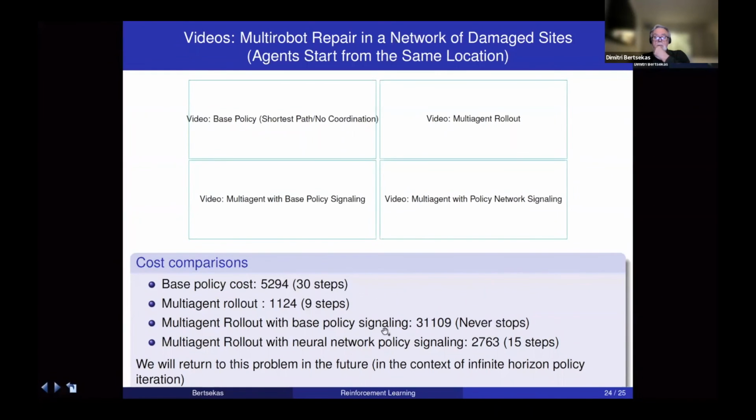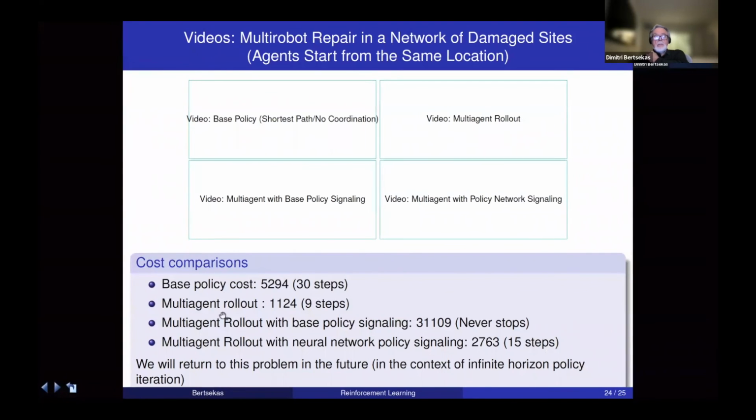This one with base policy signaling works pretty bad, okay? And I'll show you why. And signaling based on a pre-computed neural network policy is in between these two. It tries to emulate this, but it does so only approximately. Therefore, it loses some performance, which is reflected both in cost and in number of steps to terminate.